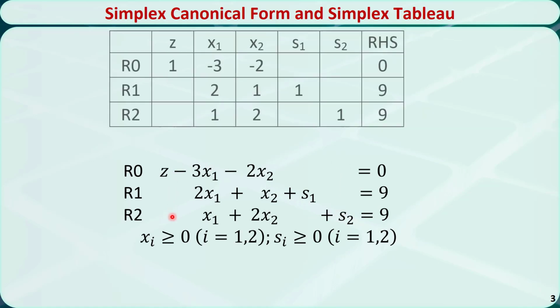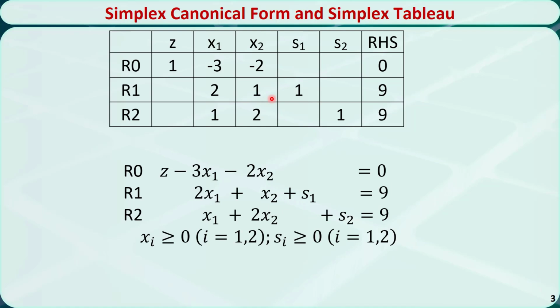We can put this canonical form in a table. These are the variables z, x1, x2, s1, s2, and the right-hand side. We write the values of the parameters in the corresponding cells in the table. For example, the coefficients of the variables in row 0 are 1 for z, minus 3 for x1, minus 2 for x2, 0 for s1, 0 for s2, and the right-hand side is 0. We do that for row 1 and row 2 as well. Finally, this is called the simplex tableau.